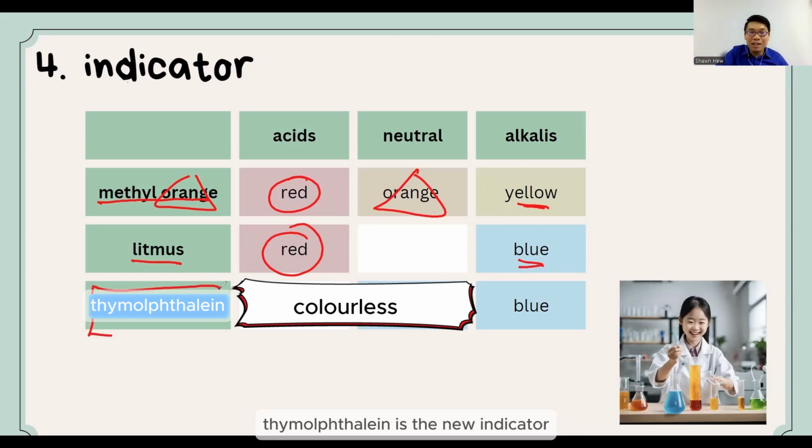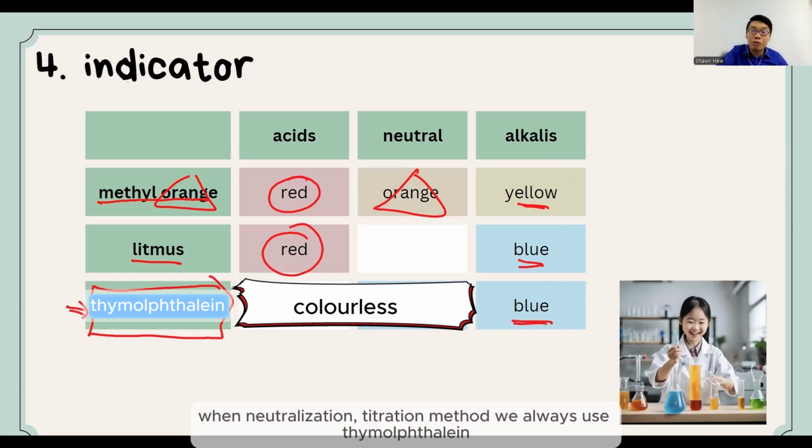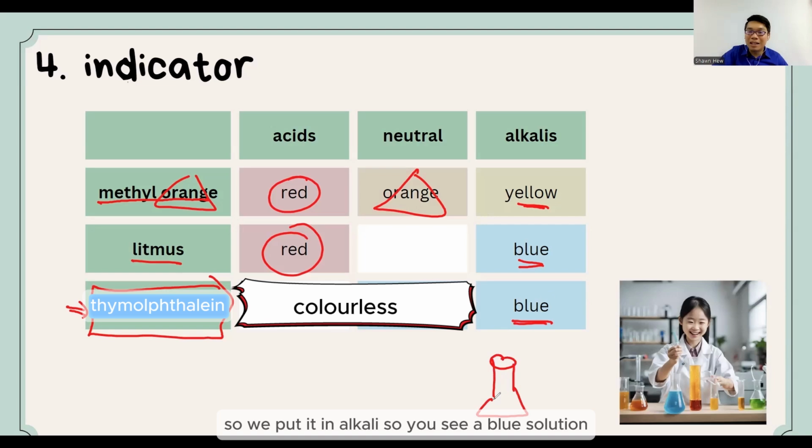Thymolphthalein is the new indicator. Long time ago, we were using phenolphthalein, which shows pink color in alkalis. So thymolphthalein will show blue color in alkalis. In neutralization titration, we always use thymolphthalein. So we put it in alkali, and you see a blue solution. How can we confirm the titration is completed? When the blue color changes to colorless. So make sure you're familiar with all these three.